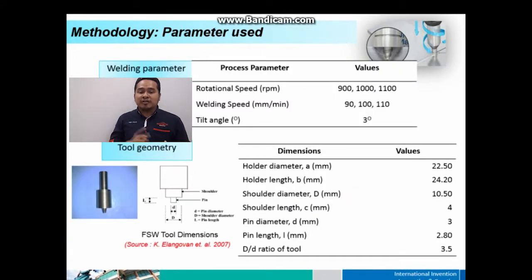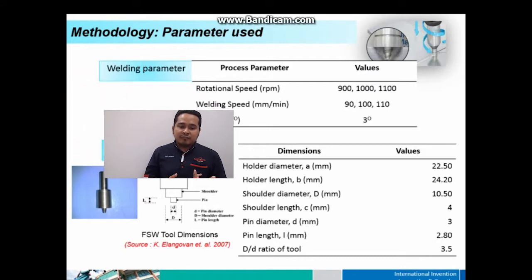Okay, for the process parameters we just use two variable parameters: first is the rotational speed, second is the welding speed. For the rotational speed, we use 900, 1000 and 1100 RPM. Also for the welding speed, we use 90, 100 and 110 millimeters per minute. But we fix the tilt angle at 3 degrees. This is the tool geometry we use.